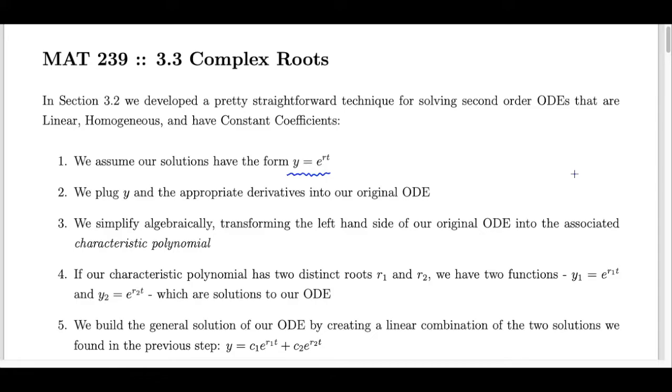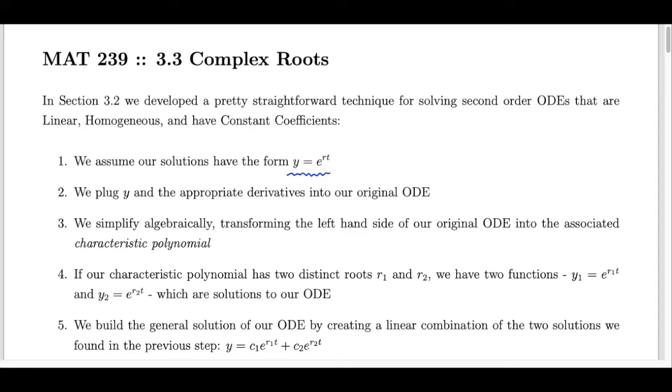And as we saw in the last section, we only did 2 examples, but in both examples it was pretty clear that every time we do that algebraic simplification, the left-hand side of our original ODE will turn into what we called the associated characteristic polynomial.